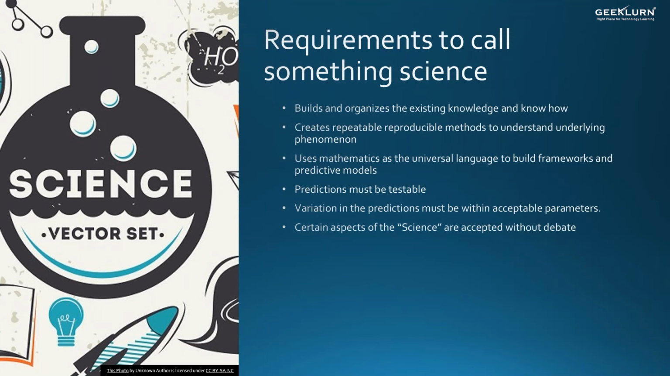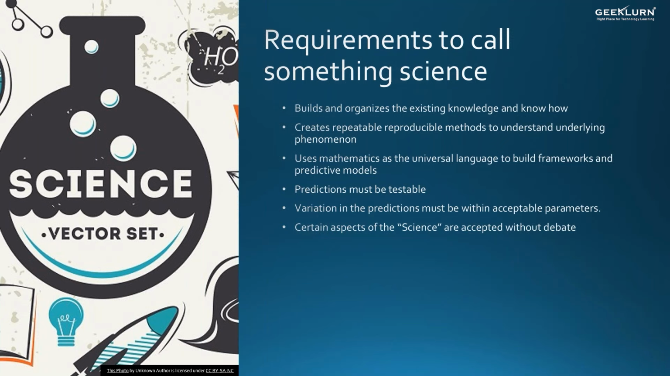Requirements to call something science. So at this point, we have to kind of say, if we are going to study data science, what are the requirements to call something a science, right? So a science is something that builds and organizes the existing knowledge and know-how. Does physics do it? Does economics do it? Does history do it? Geography do it? These are the things that you need to kind of think about. Is the existing subject building and organizing the existing knowledge and the know-how? Anybody who is working in that field, do they know where they stand? Do they know where to go and get the information?